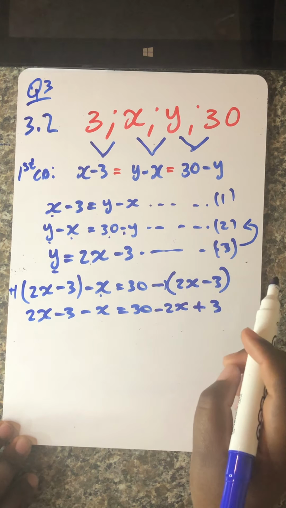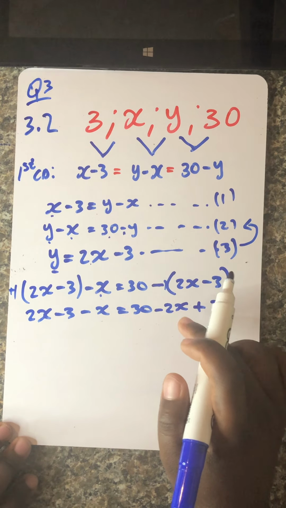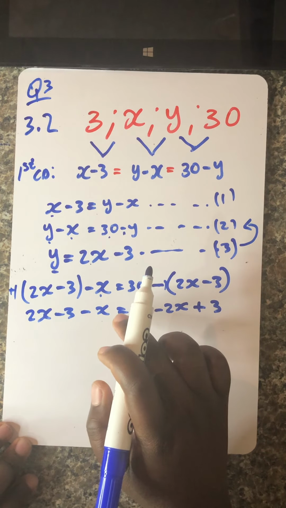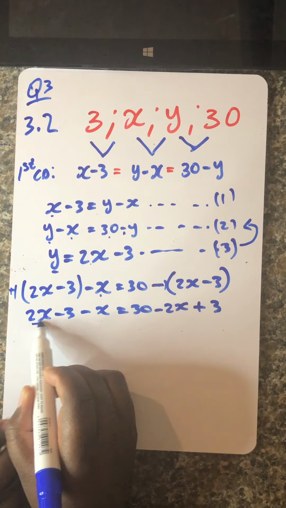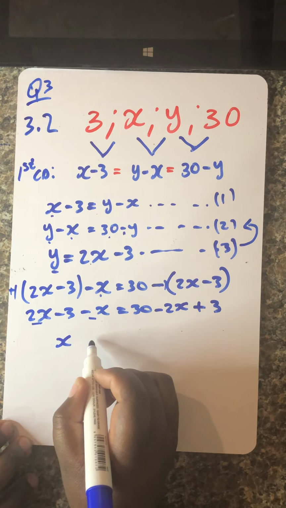Now move all the numbers with the letters to the left, and move all the numbers to the right. What I mean is, remember I've got 2x minus x, which is the same as 1x.